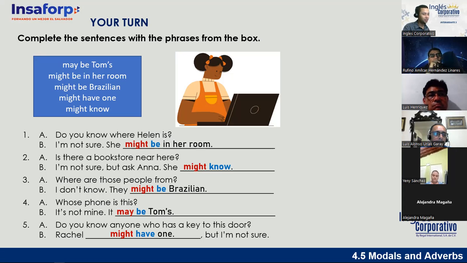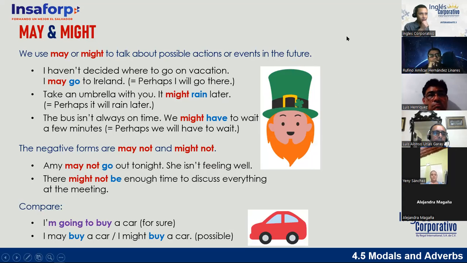Okay, but this is only the beginning of it. We need to continue. Ahora bien, como todo en el idioma tiene más de un uso, aquí va el siguiente. Might and may. We use may or might to talk about possible actions or events in the future. There are some examples. I haven't decided where to go on vacation. I may go to Ireland. That means perhaps, tal vez, perhaps I will go there. I may go to Ireland, pero todavía no me he decidido. Okay. Take an umbrella with you. It might rain later. Okay, that means maybe or perhaps it will rain later.